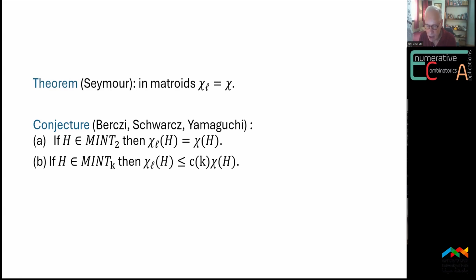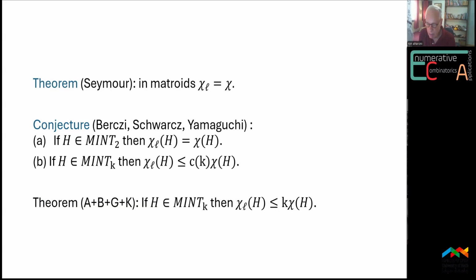But the second conjecture is hopeful in some sense. The second conjecture is that if you're the intersection of K matroids, then your chi L is no larger than some constant dependent on K times the coloring number. The ratio between them is dependent only on K. So this we know how to do. The theorem to prove is that if H is the intersection of K matroids, then the ratio between chi L and chi is no more than K. Chi L is at most K times chi.